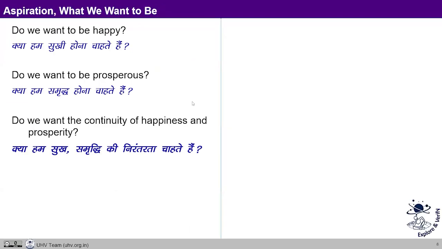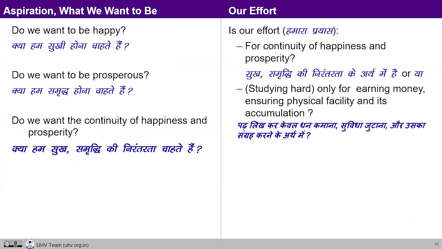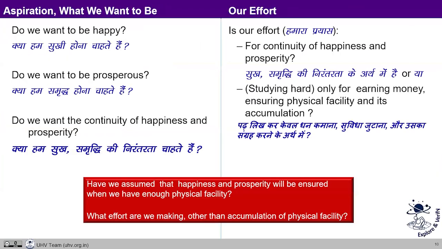So this is something that we run in every workshop, to see the basic requirements to be happy and prosperous. So I'll just run over the slides. No need to even read it. We all are well acquainted with this. The same content is here. The only thing is that when we are referring to the students, we are giving the second option as studying hard. Generally, when we talk to the faculty, we do not keep the sentence like this. We generally say that our effort is only for an accumulation of physical facility. And here we are saying studying hard only for earning money, ensuring physical facility. So this is one change here.